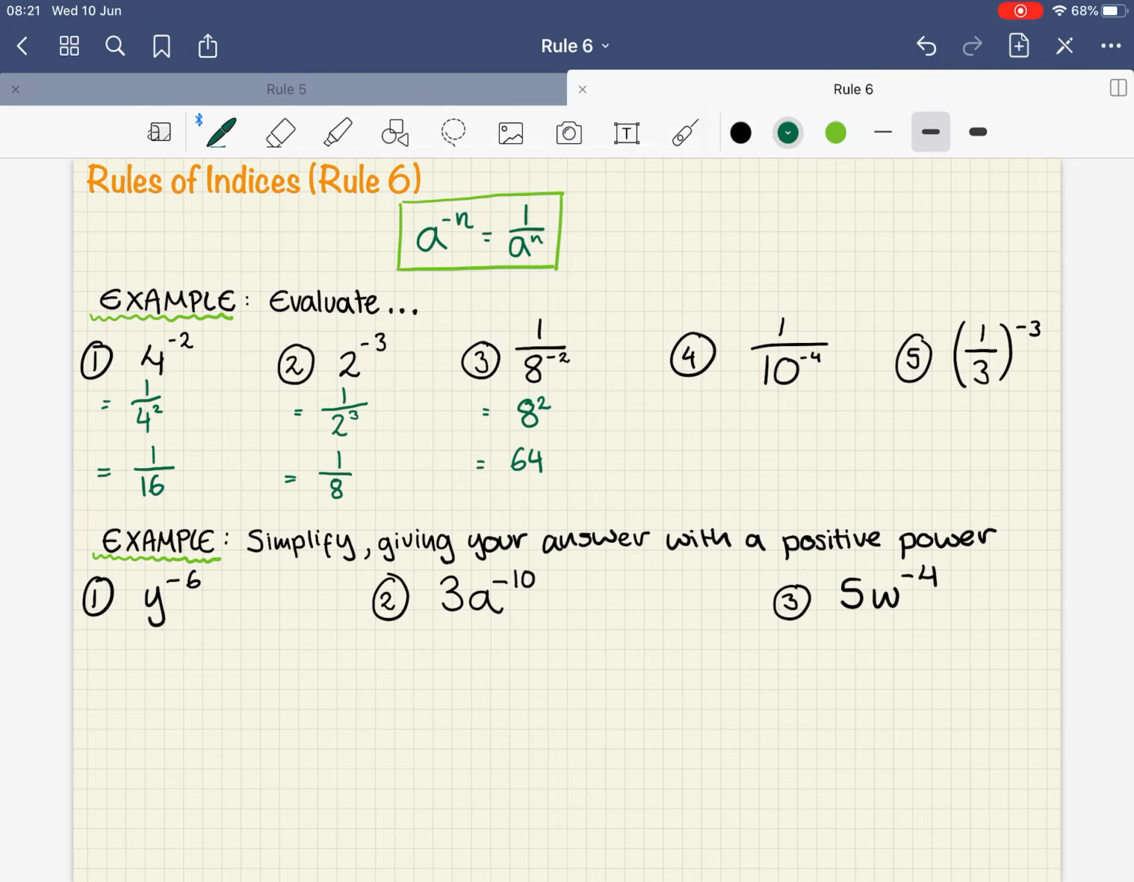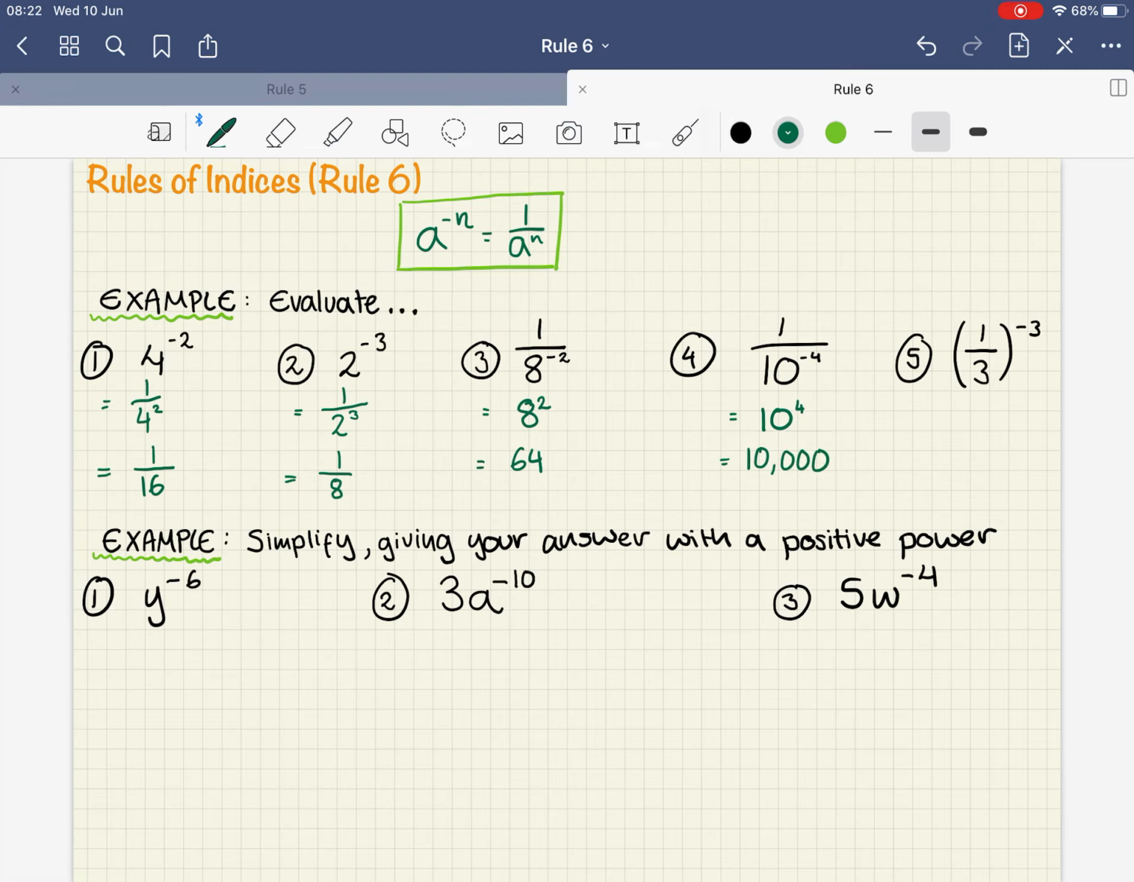And then next one here, I've got 1 over 10 to the power of a negative 4. Same idea, I can flip it back up to the top of the fraction. So I've got 10 to the power of 4. And then 10 to the power of 4, 10 times 10 is 100, times it by 10 is 1,000, times it by 10 again is 10,000.